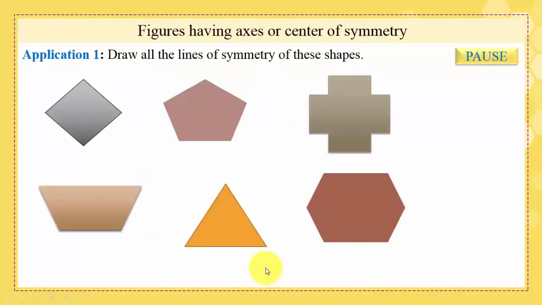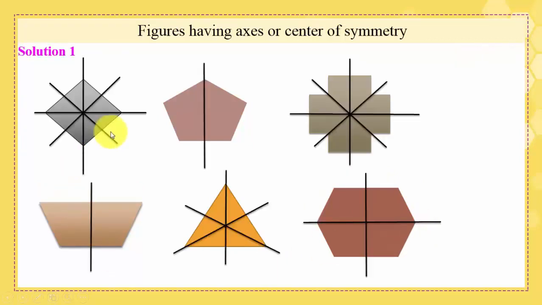Application 1, draw all the lines of symmetry of these shapes. Please pause the video and try to solve the application. This figure has 4 axes of symmetry. This figure has 1 axis. This figure has 4 axes of symmetry, 1 axis of symmetry, 3 axes of symmetry, and 2 axes of symmetry.